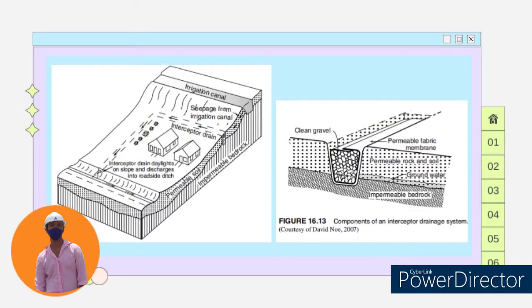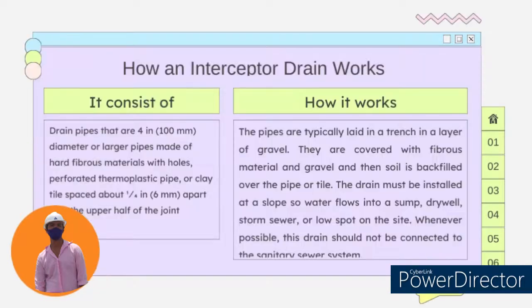So here's the example of the components of an interceptor drainage system. How an interceptor drain works.